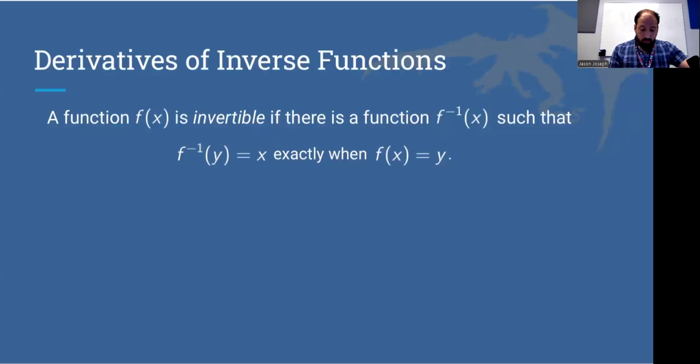So, what does it even mean for a function to be invertible? It means there is another function called f inverse such that f inverse of y is equal to x exactly when f of x is equal to y.